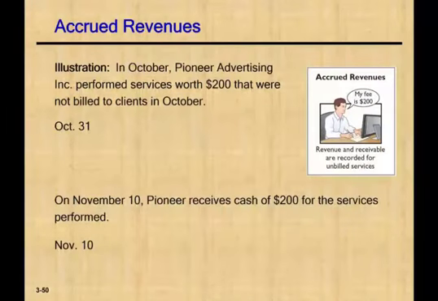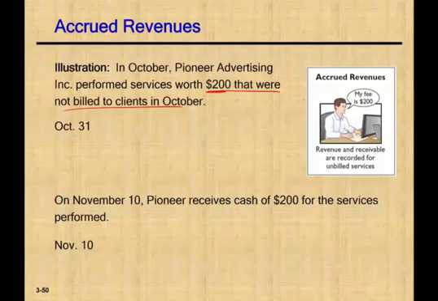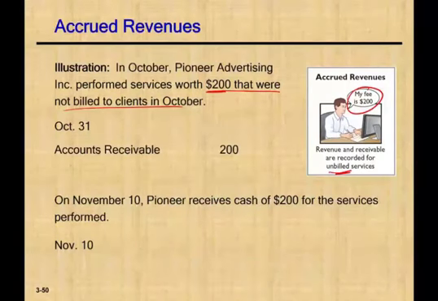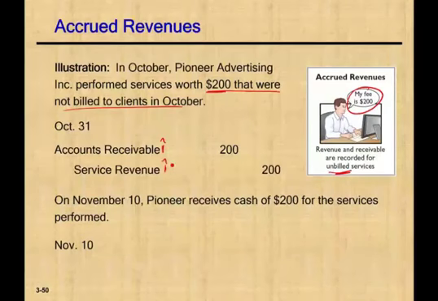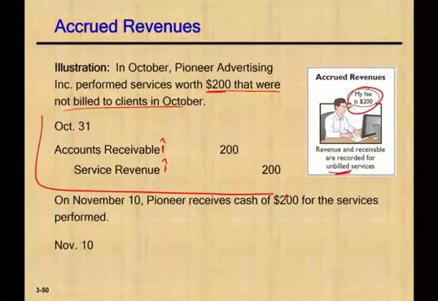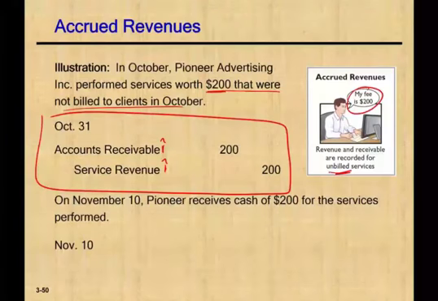So let's take a look at this example. In October, Pioneer Advertising Inc. performed services worth $200 that were not billed in October. So we did the work worth $200, but we did not bill them. So you're sitting at your computer and you say, oh my God, I did $200 worth of work, but I did not bill it yet. So go ahead and record it. Bill the client and record it. So I will debit accounts receivable $200, and I credit my service revenue $200. This is the adjusting entry.